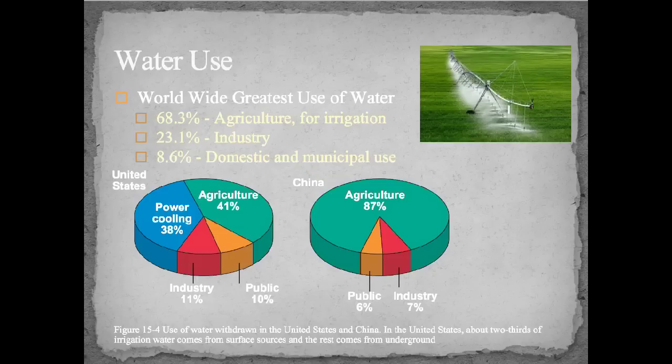Here, if we look in the United States, 41% goes to agriculture, 38% to power and cooling, then 11% to industry, and then public is 10%. But if you look at China, almost 90% of water is used for agriculture, and then about 60% for public and 7% for industry.